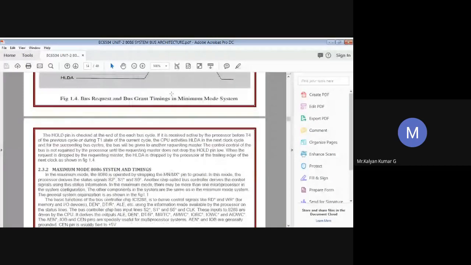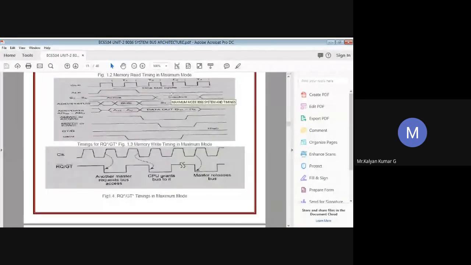And then you'll be having the timing diagram. You may expect one or two questions on the timing diagram, so you should be thorough with it.